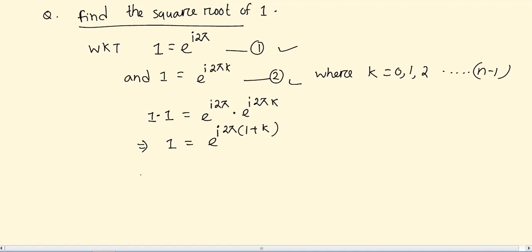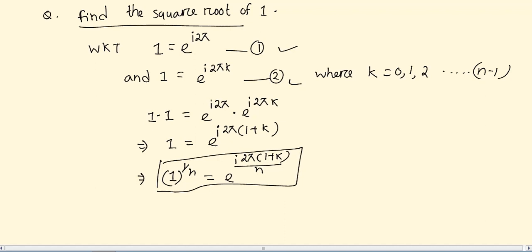So now if you want to find the nth root of 1, then we can write this expression where k equal to 0, 1, 2 up to n minus 1. So this represents the nth root of 1.